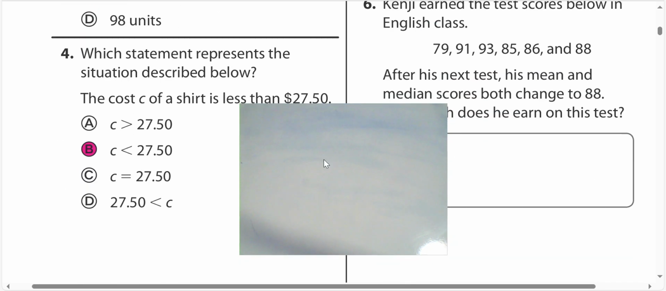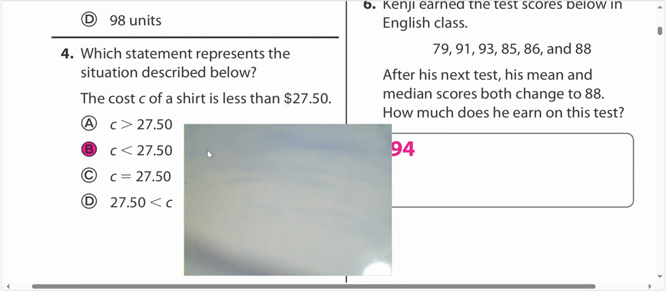Question number 4. Which statement represents the situation described below? The cost C of a shirt is less than 27 and a half. C less than 27 and a half. Choose letter B. It was question number 4.